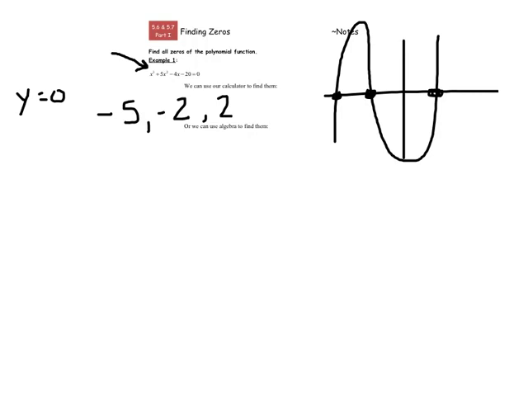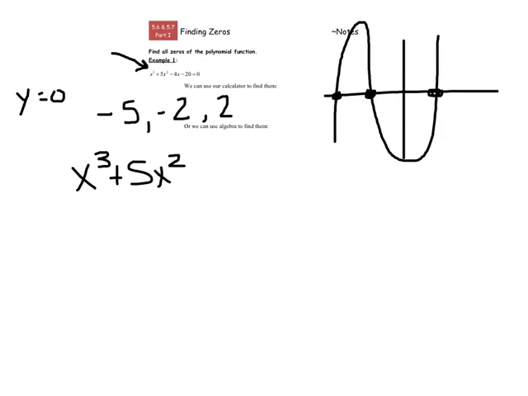Keep scrolling down again, and you'll notice that they get bigger and bigger and bigger. So there's going to be no more solutions. So our answer is -5, -2, and 2. I know I've hit them all because the degree was 3. We can also use algebra to find them, which we've already done, but just a little refresher.